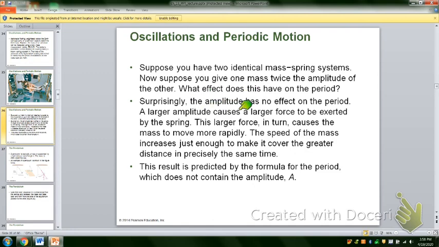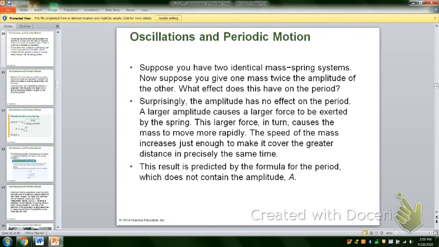The larger amplitude causes a larger force to be exerted by the spring, and this larger force in turn causes the mass to move more rapidly. So the speed of the mass increases just enough to make it cover the same ground. So in other words, if you were to take the spring and pull it back farther, what they're saying is you'll just have more force and it will catch up, and it'll take the exact same amount of time to go from one place to the other.